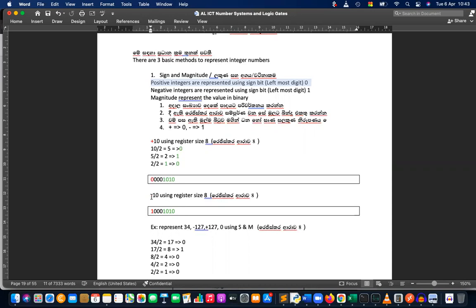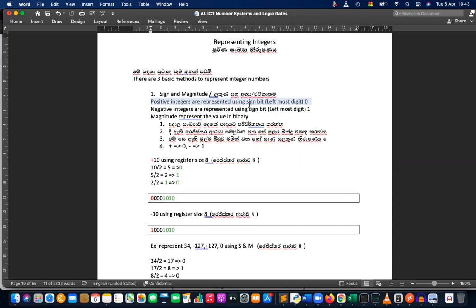Therefore, we represent positives by zeros and negatives by one. And then the value is actually converted to binary. Why do we need to convert? Why can't we represent it simply? This is maths. If you use that representation here, you will get wrong calculations. That's why you have to convert. So there is no way other than dividing. You have to use the previous method, divide and write it.